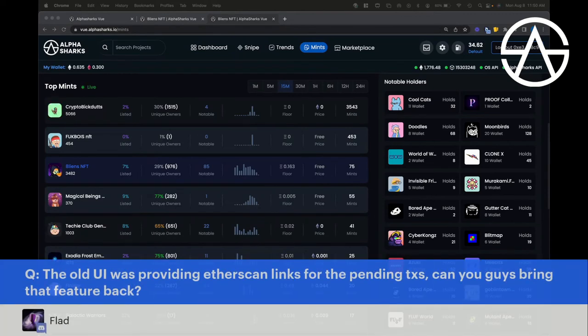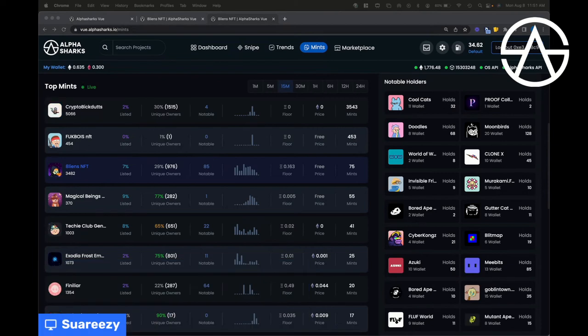Flat, the old UI was providing Etherscan links for pending transactions. Can you guys bring back that feature? Definitely will pass that to the team. I know that we're having some issues with fake links and stuff, so the security here for you guys is the first thing on our minds. So if we find that we can get that to fully work, then 100%. But I'll definitely ask about that.